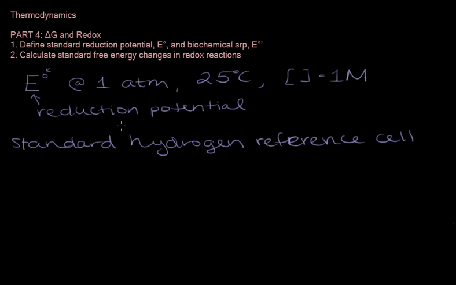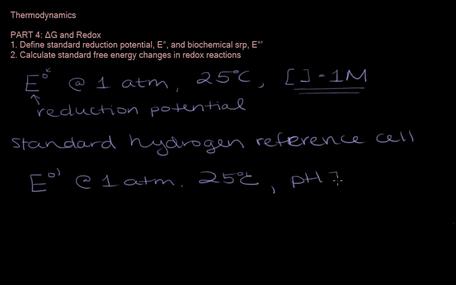But this would mean that it's not at pH 7, so biochemists have their own standard reduction potential at pH 7. So this is the same, this is still at 1 atmosphere, 25 degrees Celsius, and then also at pH 7, but everything else is at concentration of 1 molar. But we've added in the pH 7 bit. Okay, so those are those two ideas, and it's the same idea. It's how easily that an electron will be lost.